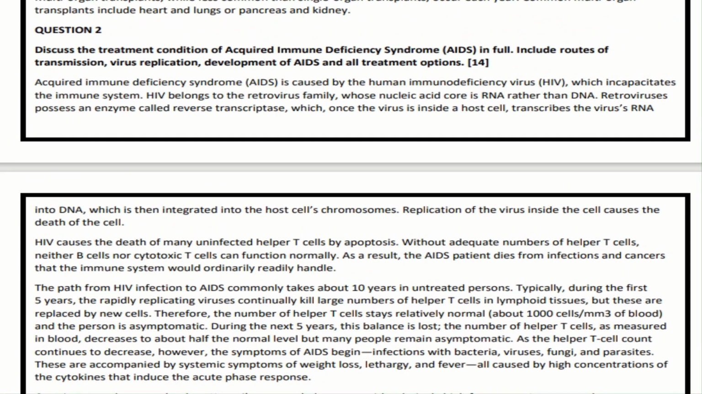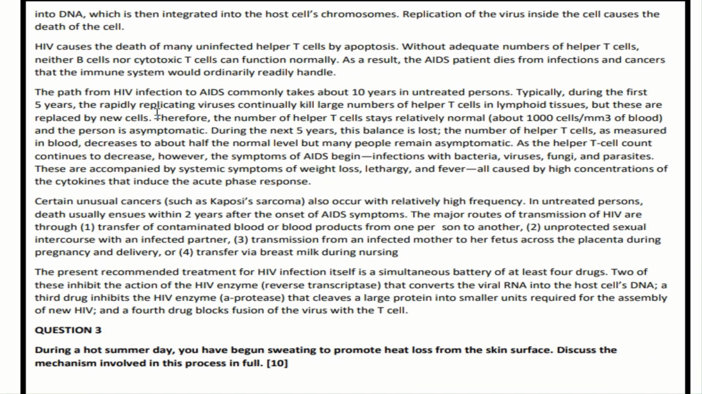They ask in the question about routes of transmission. So the next paragraph covers the routes of transmission.